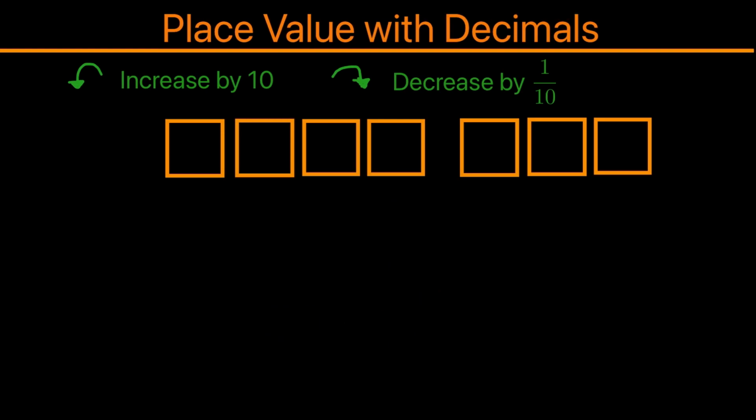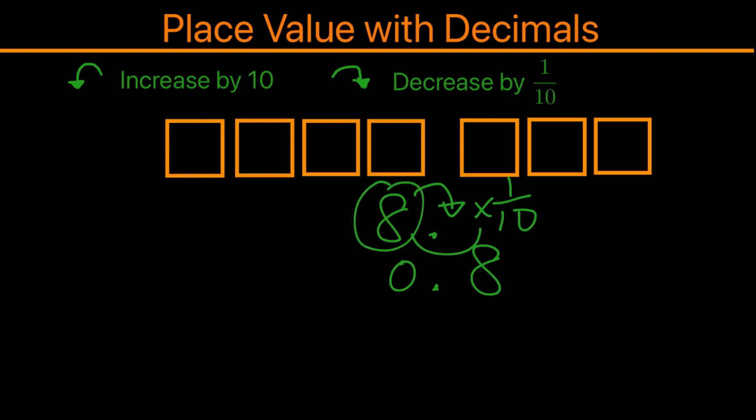Now, if we have the number 8, and we're moving toward the right, that means that we are decreasing by 1/10, which means that we're multiplying by 1/10, and that would become 0.8. So we're shifting the decimal point from here, and moving the 8 from here over to here. And that becomes 0.8.